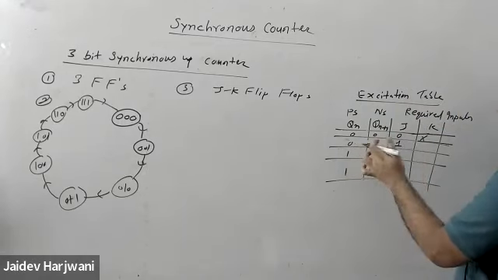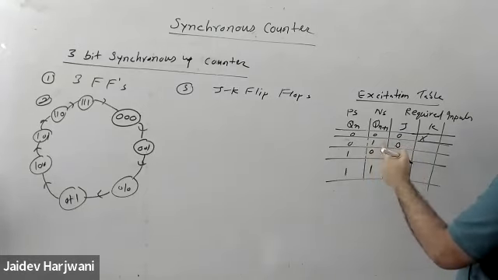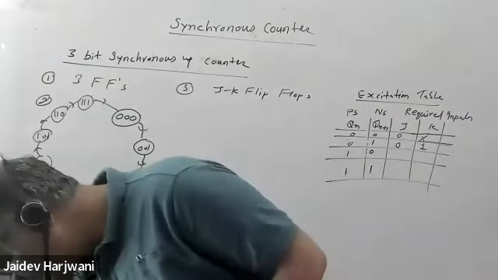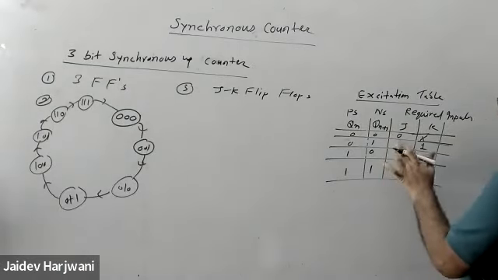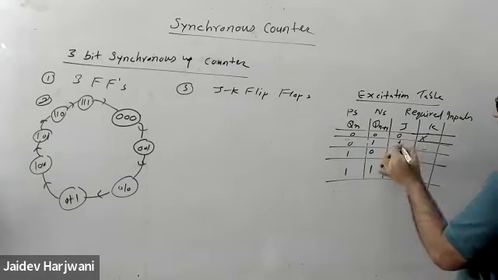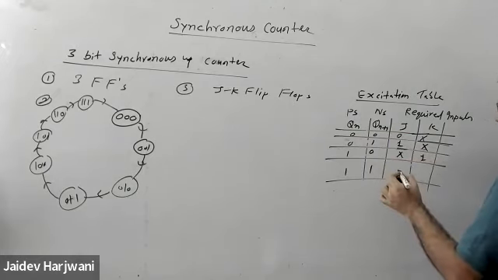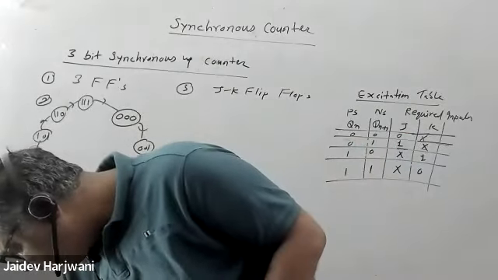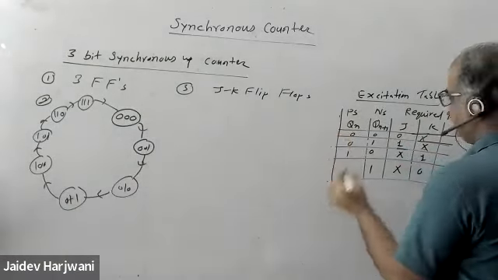Let me check it once again, there should be no mistake. For 0 to 1, JK is 1x. For 1 to 0, x1. For 1 to 1, x0. For 0 to 0, 0x. Okay, it's correct. These are the states. This table you should remember. Once you know this table, everything is very easy.